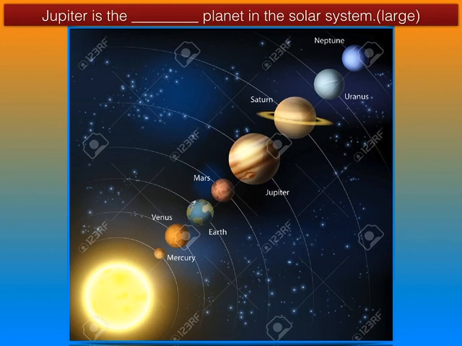So students, for making superlative degree, we would be adding ST at the end of the word large. So the answer would be largest. Jupiter is the largest planet in the solar system. Let's move on to the next rule.